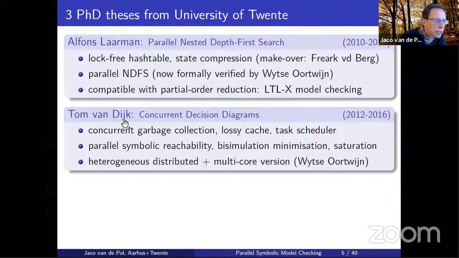Now this work by Tom van Dijk, he started with this hash table, but in binary decision diagrams, you also have to remove nodes that you are not using anymore. So there is a garbage collection going on. So he extended the hash table with garbage collection, and then he added caches, and he had to design a task scheduler. So there is some work on making concurrent data structures, and I will not go into the details today. But then based on that, he could implement BDDs, and then we can do symbolic reachability, symbolic bisimulation minimization, and even the saturation strategy, which was so successful for Petri nets, can now be done in a parallel way.